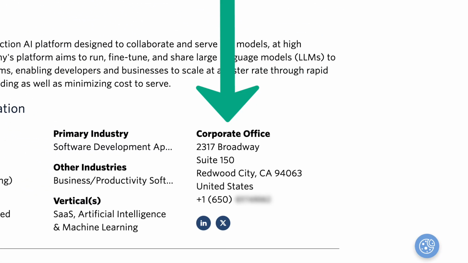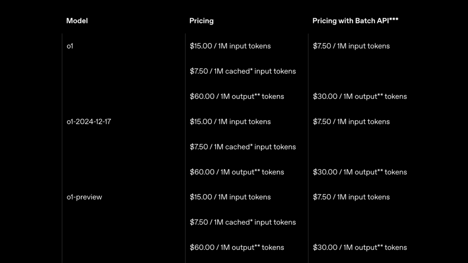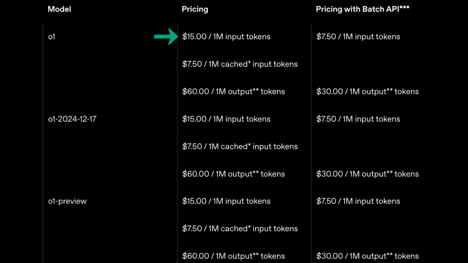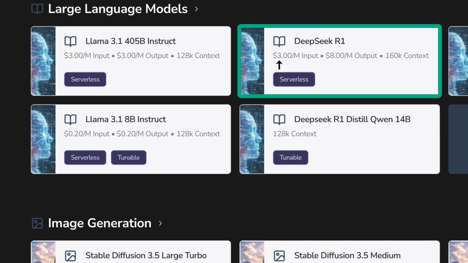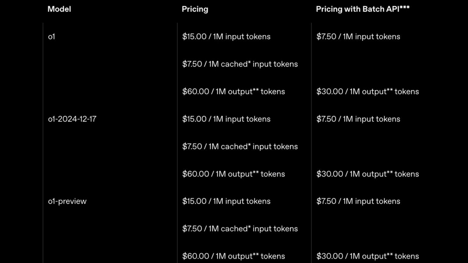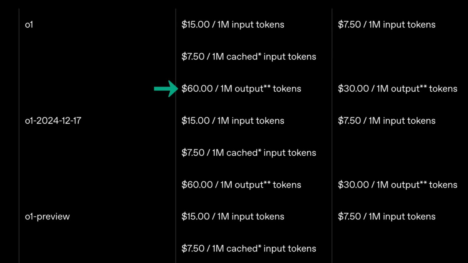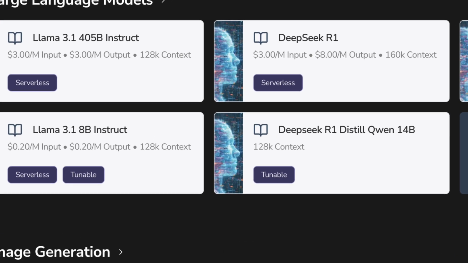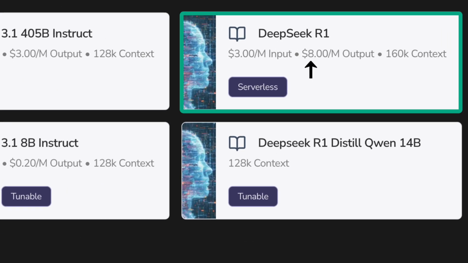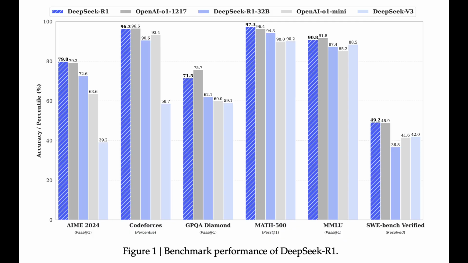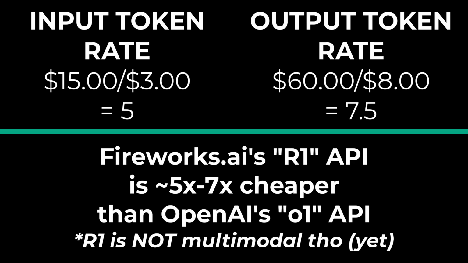As many people are worried about American national data security when it comes to the topic of DeepSeek, and rightfully so, let's also compare the cost of using DeepSeek R1 hosted by Fireworks AI, an American-based company. While OpenAI's O1 API charges $15 per 1 million input tokens, Fireworks AI's R1 API charges $3 per 1 million input tokens. And while OpenAI's O1 API charges $60 per 1 million output tokens, Fireworks AI's R1 API charges $8 per 1 million output tokens. So, assuming comparable levels of intelligence as hinted in the research paper, this would imply that using Fireworks AI's R1 API is 5 to 7 times cheaper than using OpenAI's O1 API.